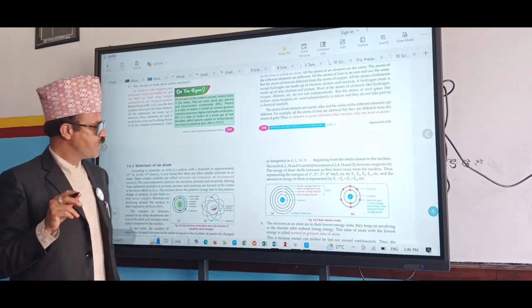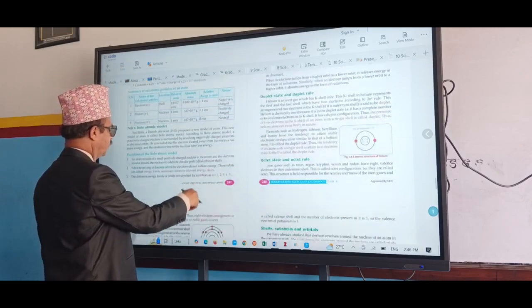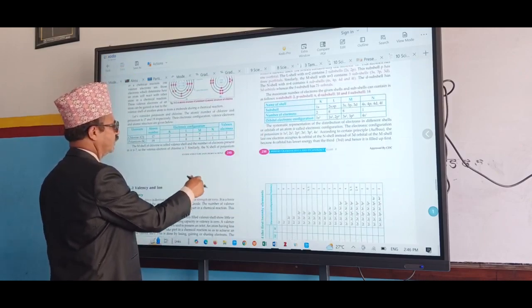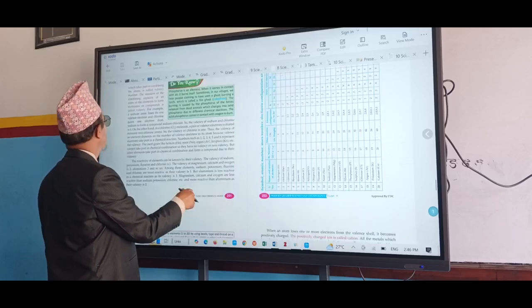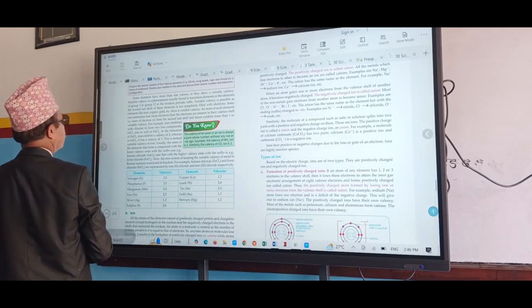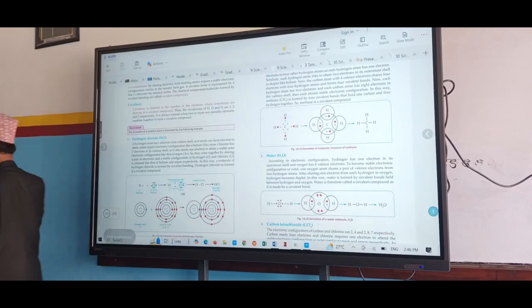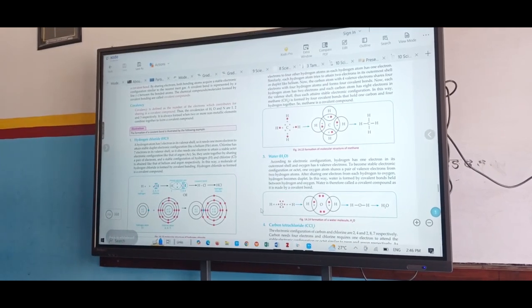Remember. Okay. Structure of the diagram. It is our book. Page number 242. Long question, you have to draw from the diagram. Okay?